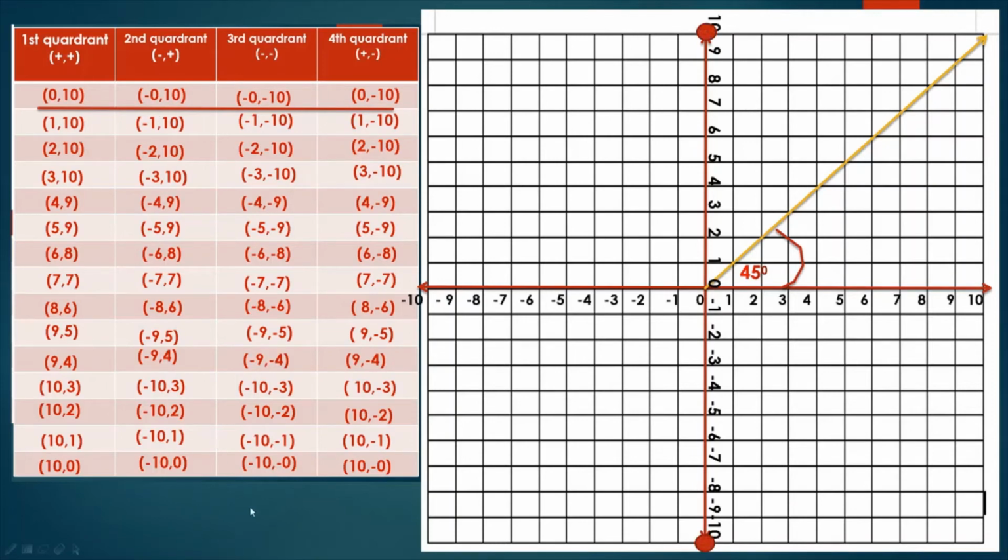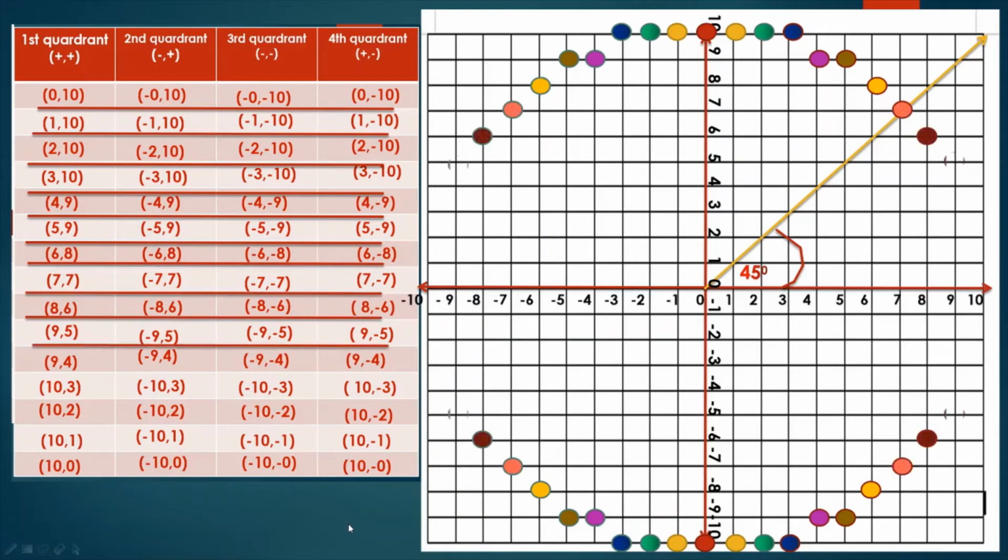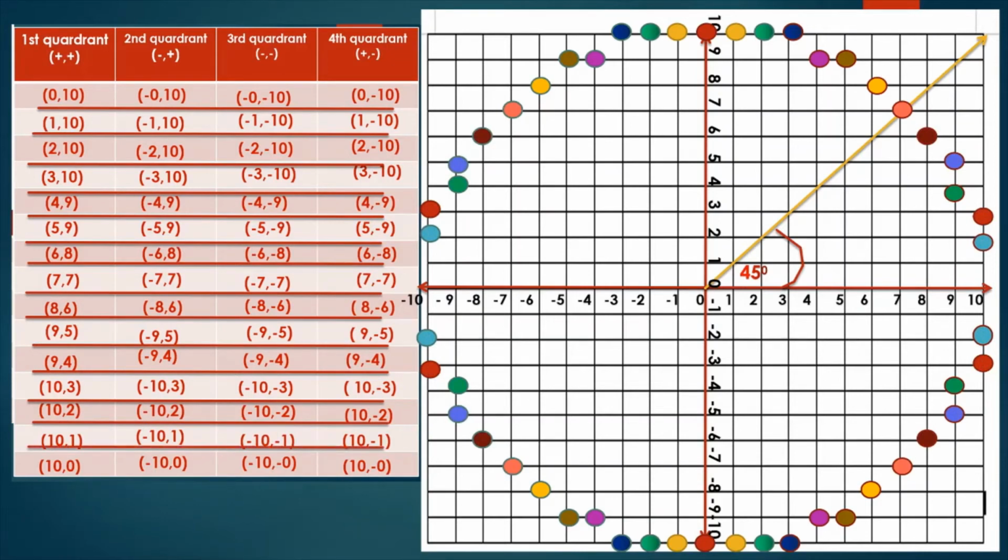Next see 1, 10; minus 1, 10; minus 1, minus 10; 1, minus 10. In this way you have to plot each point. See, I am plotting each point on our graph paper. And I get the whole circle. In this way, Bresenham's circle drawing algorithm works.